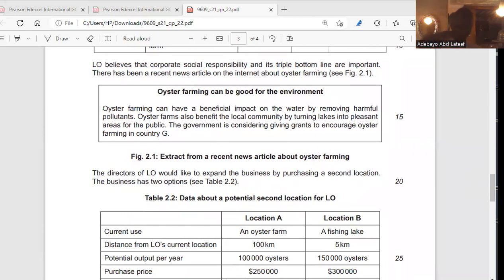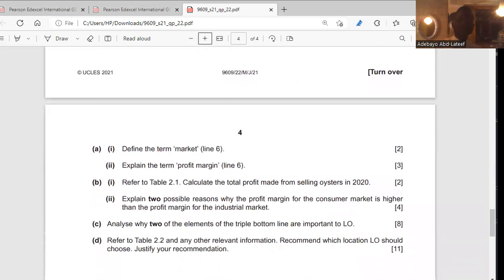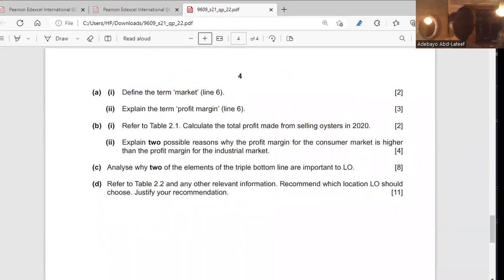Define the term market. So when I talk about market, what is a market? A market is a place where goods and services are exchanged for money. Yeah, sure. Okay. Now to extend the term profit margin. So we talk about gross profit margin. For gross profit margin, the formula is gross profit divided by sales multiplied by 100.